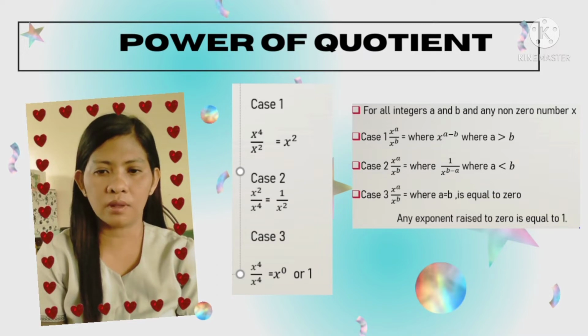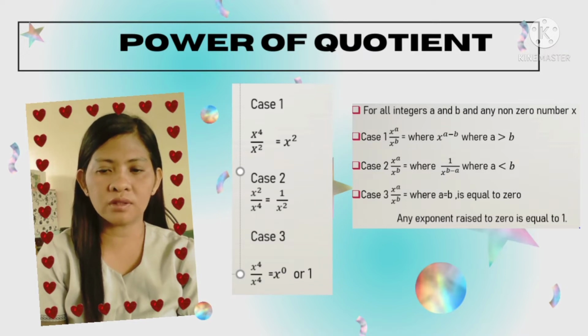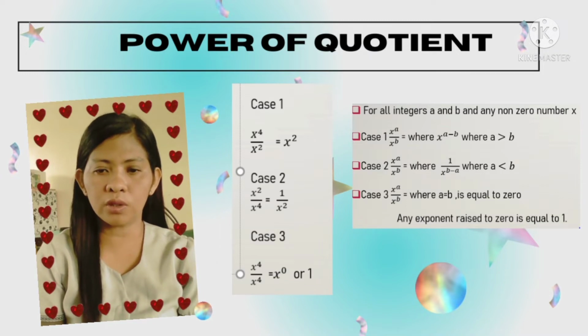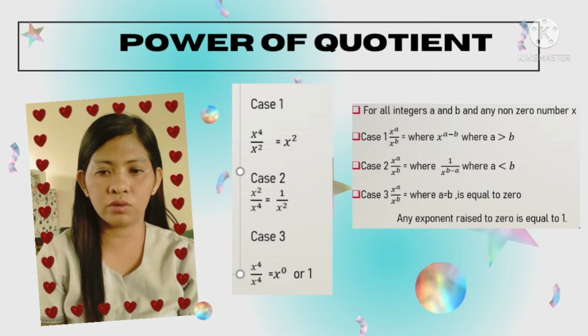Case number 1, x raised to the a power over x raised to the b power, where x raised to the a power minus b, where a is greater than b. So in this situation, the exponent of the numerator is greater than the exponent of the denominator. So your answer will be x raised to a minus b. So you will just copy the base, then subtract the exponent of the numerator to the exponent of the denominator. That is case number 1.